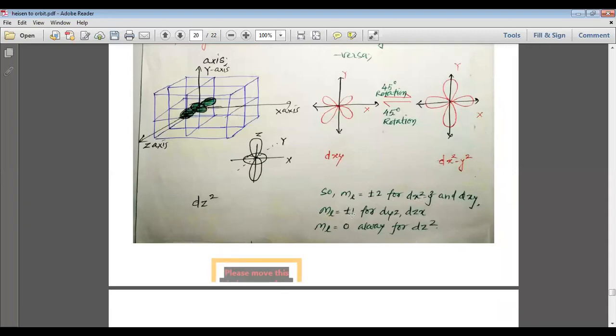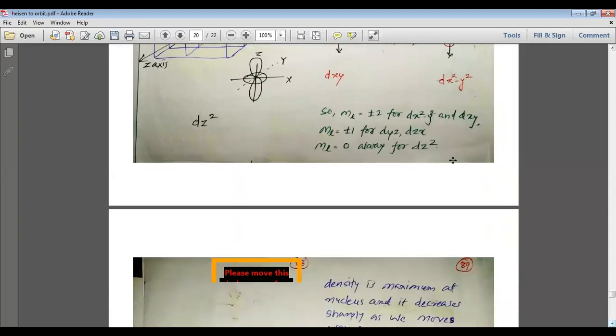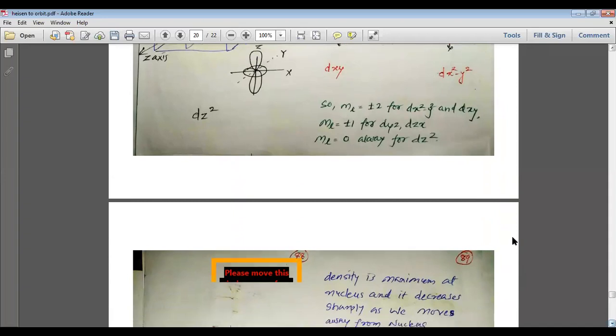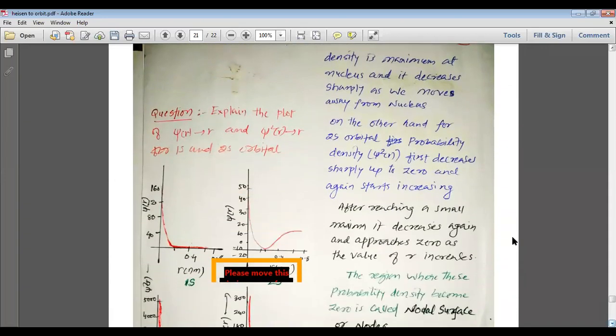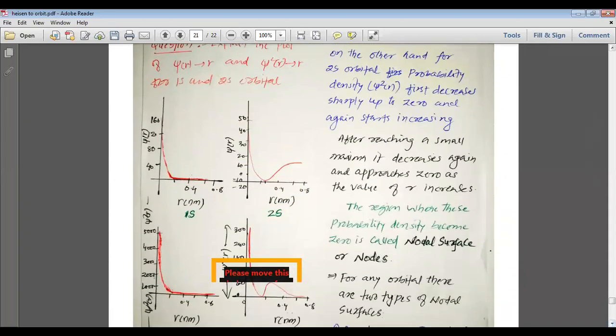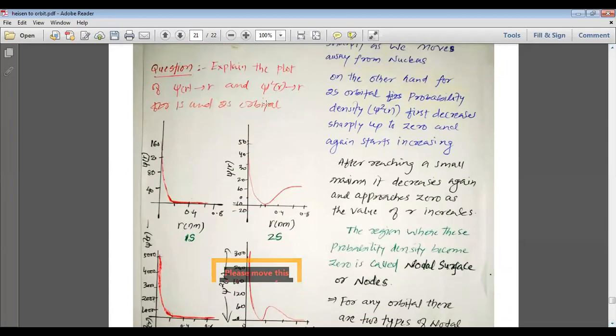In the same way, ml is equal to plus or minus 1 for the dyz and dzx orbitals, and ml is equal to 0 always for the dz square orbital. Please remember the value of ml for the various d orbitals, my dear students. Now we should study a few things about the graph of psi.